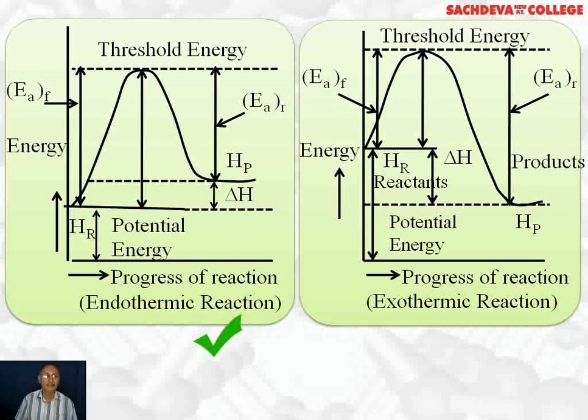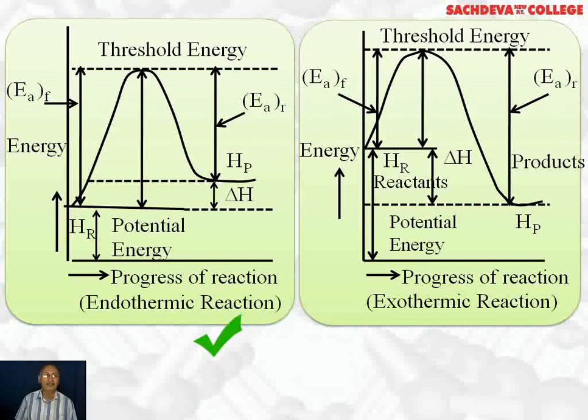First graph is for endothermic process. Why is it an endothermic process? Because HP is greater than HR. EAF represents activation energy for forward reaction. EAR represents activation energy for reverse reaction.